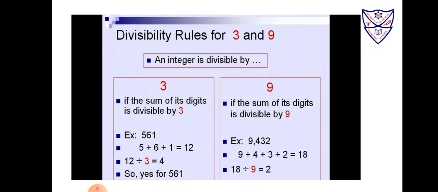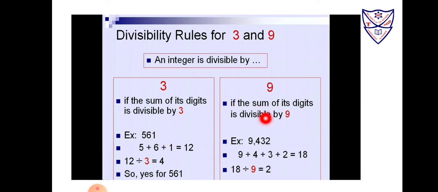Now let us understand divisibility rules for 3 and 9. We will understand these two divisibility rules together because the rules are the same for 3 and 9. Let us understand divisibility by 3. The rule is that if the sum of its digits is divisible by 3, then the number is divisible by 3. For example, if we take 561, we add these digits 5 plus 6 plus 1. The answer we get is 12, which is a multiple of 3. 3 fours are 12. Hence, 561 is divisible by 3.